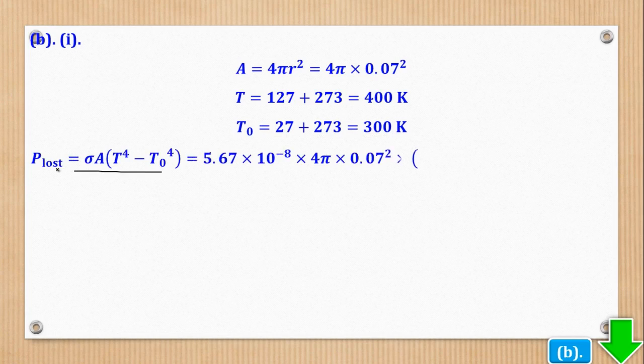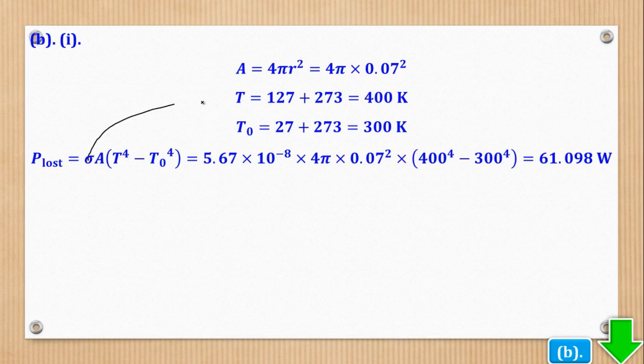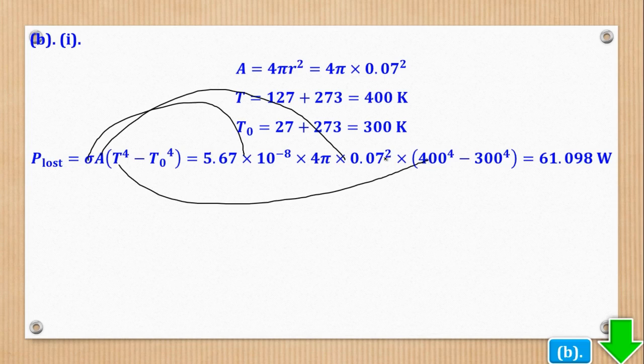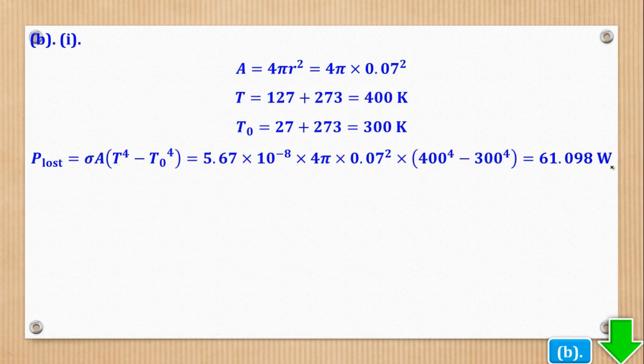So we know this formula that the net power loss is equal to Stefan's constant, times the cross-section area, times, in brackets, temperature to power 4 minus T naught to power 4. Then we shall substitute. So this one is here, this one is here, this is here, and this is here. Next, use a calculator and come up with the power which was required.